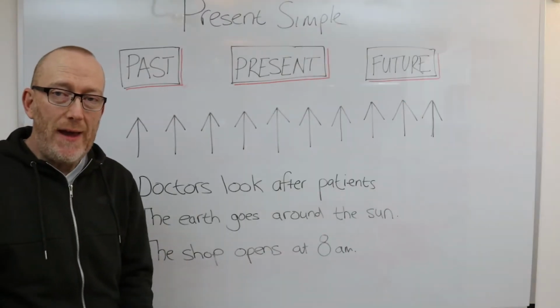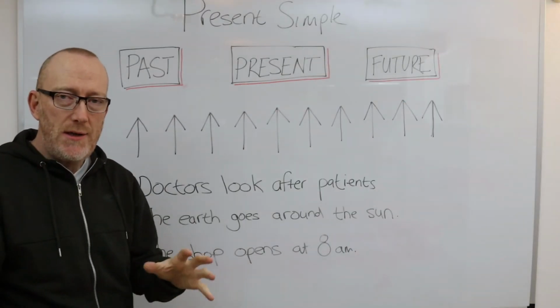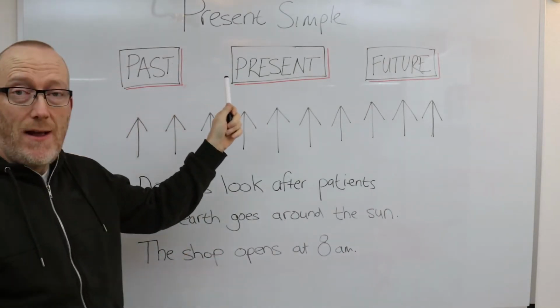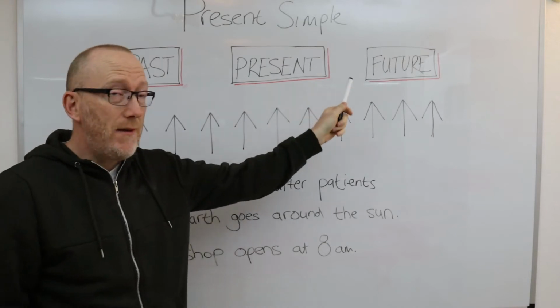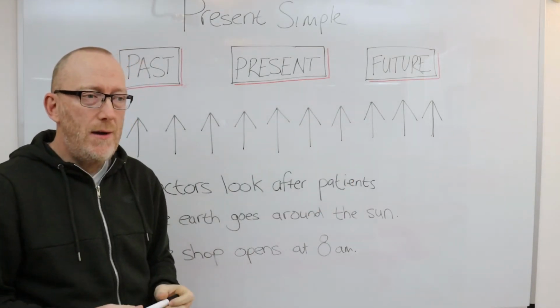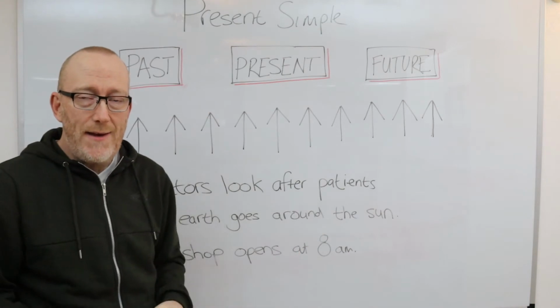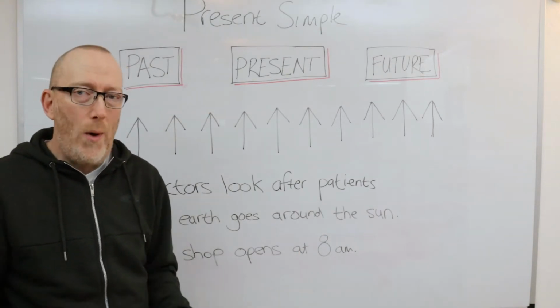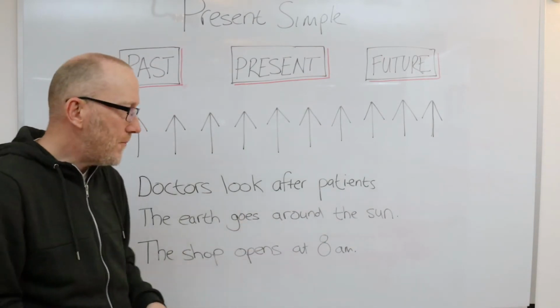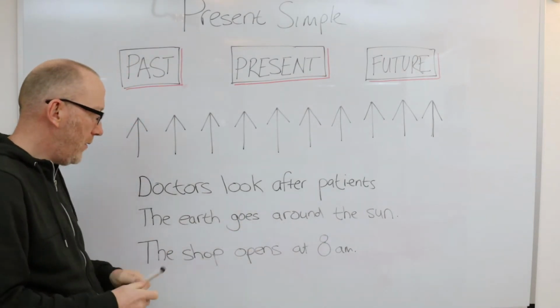So we use the present simple to describe regular actions, things that have happened in the past, are still happening today, and will continue to happen into the future. Another way we can describe these events is to say these events are always true. Here's a few examples for you.